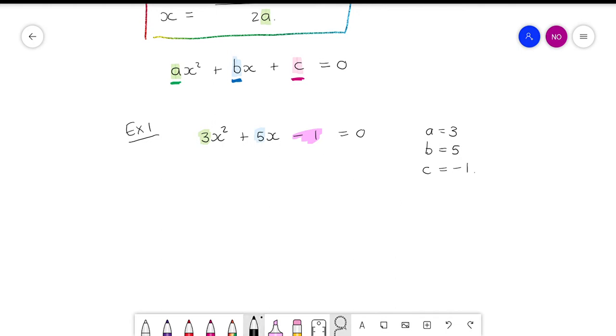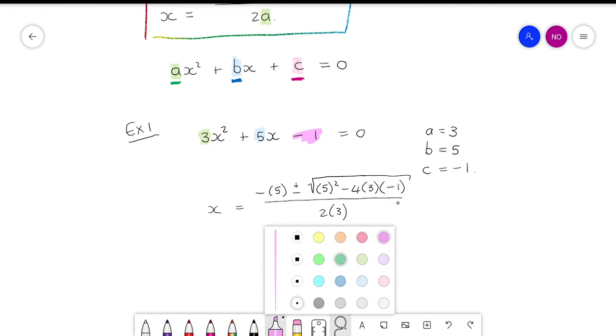Okay, en dit gaan stel ons nou in ons formule in. So jy gaan sê x is gelyk aan minus 5 plus of minus 5 kwadraat minus 4 maal 3 maal minus 1 op 2 maal 3.